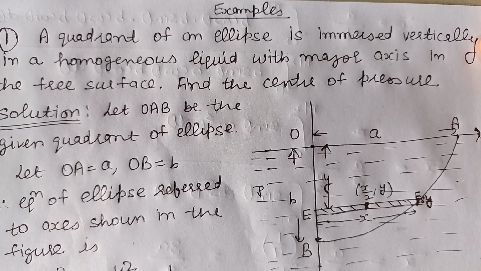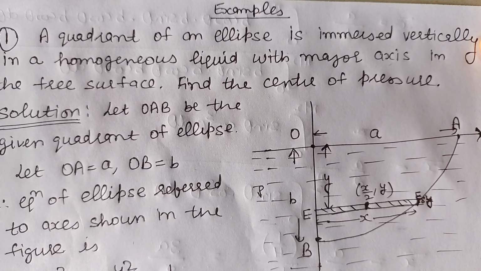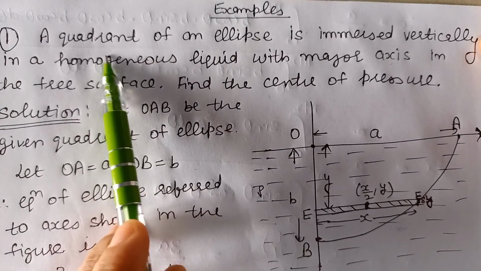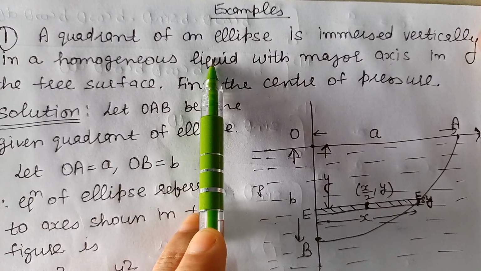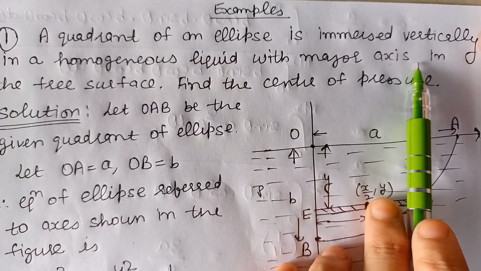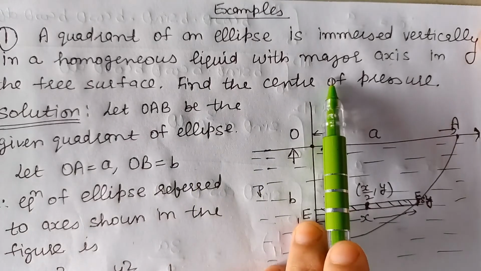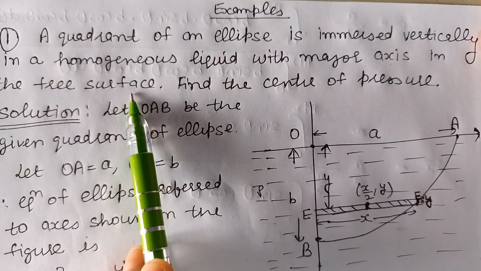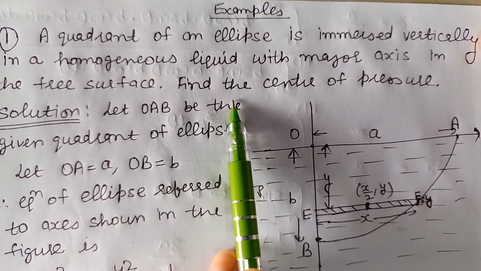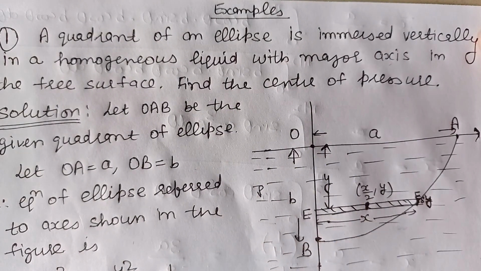In today's lecture, we will discuss problems related to center of pressure and pressure on curved surfaces. First problem: a quadrant of an ellipse is immersed vertically in a homogeneous liquid with major axis in the free surface. We are to find the center of pressure.